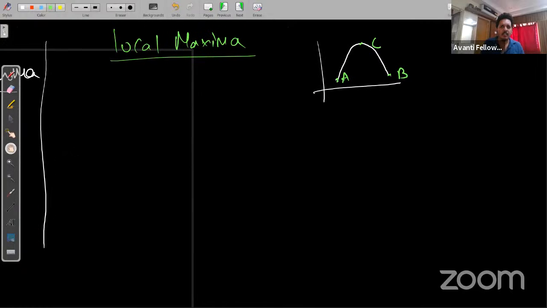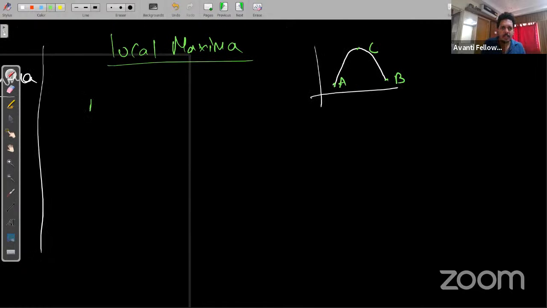I'm taking three things here for maxima. First one is AC, next one is at point C, and next one is CB. Means throughout the whole curve I'm talking about. Whole curve ACB, what is happening for the curve?